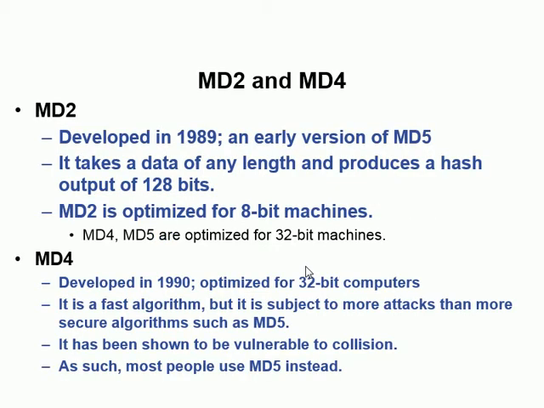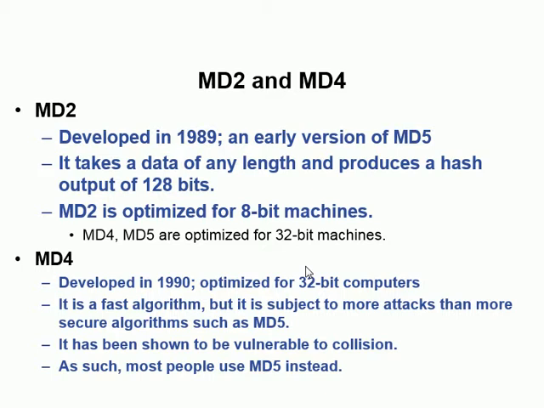So MD2 was developed in 1989. It takes data of any length and produces an output of 128 bits. It's optimized for 8-bit machines. I don't remember the last time I saw an 8-bit machine. Even our cell phones, of course, are far more than 8-bit. They're 32-bit processors now.